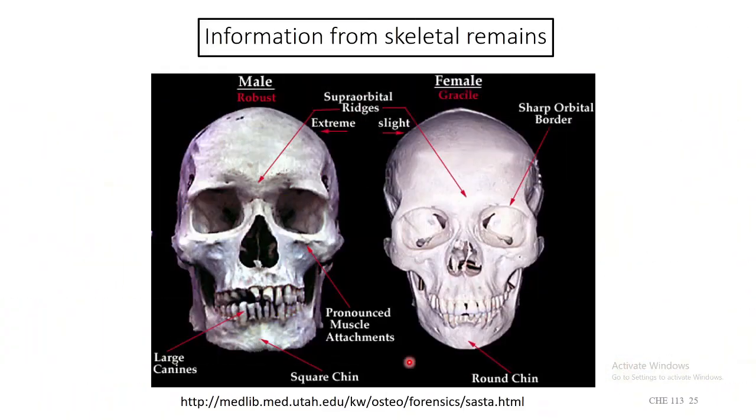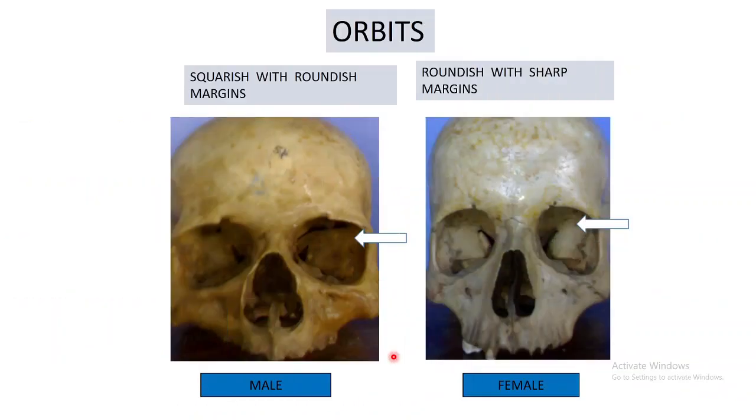If we get the skull as a skeletal remain, you can see how the male skull is robust as compared to the female. You can see that these are the supraorbital ridges. They are more prominent or protruding in the case of male as compared to female. The chin is rounded in female while it is squarish in the male. The orbit in the male is squarish with rounded margins, and it is roundish with sharp margins in the female.